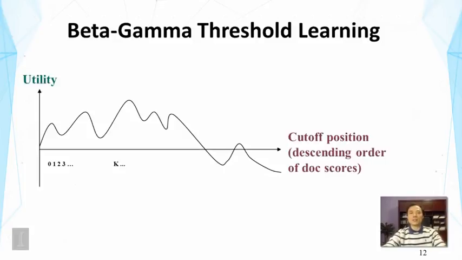So the idea is the following. Here I show a ranked list of all the training documents that we have seen so far, and they are ranked by their positions. And on the y-axis, we show the utility. Of course, this function depends on how you specify the coefficients in the utility function. But we can then imagine, depending on the cutoff position, we will have a utility. That means, suppose I cut at this position, and that would be the utility.